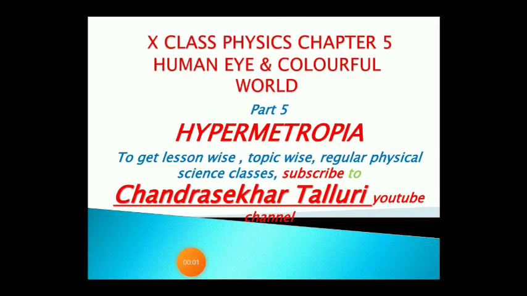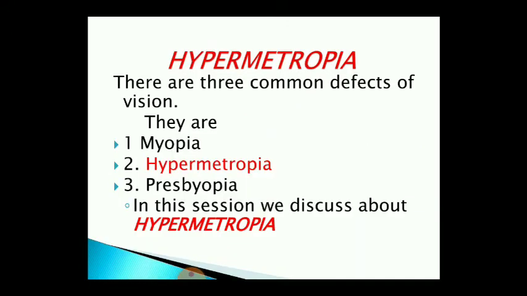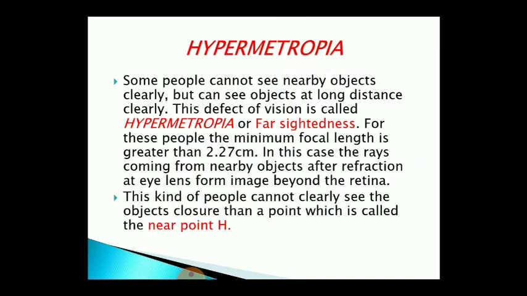Hi everybody. In 10th class physics, 5th chapter, in this session we are going to learn about hypermetropia. The chapter name is Human Eye and Colorful World. Topic is hypermetropia. There are three common defects of vision. We know them: myopia, hypermetropia and presbyopia. In this session we are going to discuss hypermetropia.